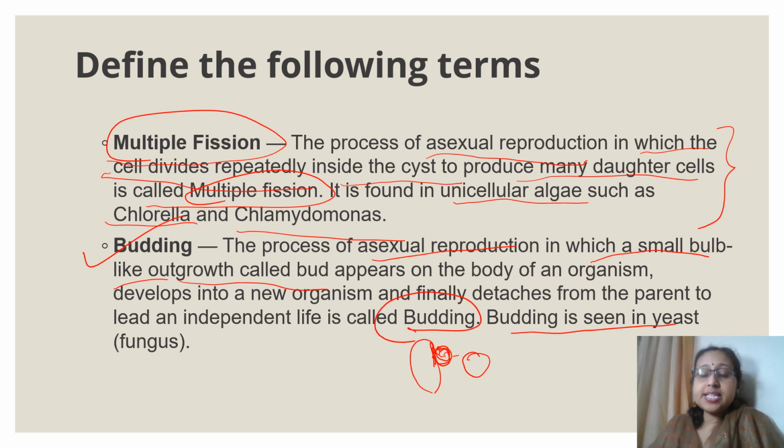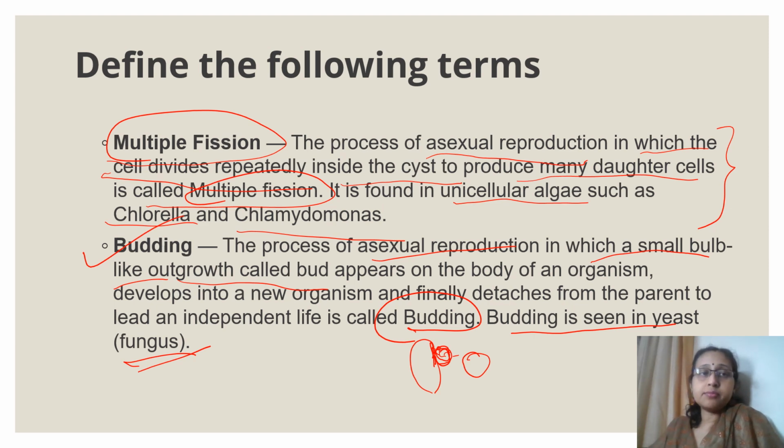Budding is seen in yeast. We have seen that while studying the lesson. In yeast, budding is very important. It is the process of asexual reproduction in which the small outgrowth moves out from the parent and starts living independently without the help of the parent. So this is called budding.